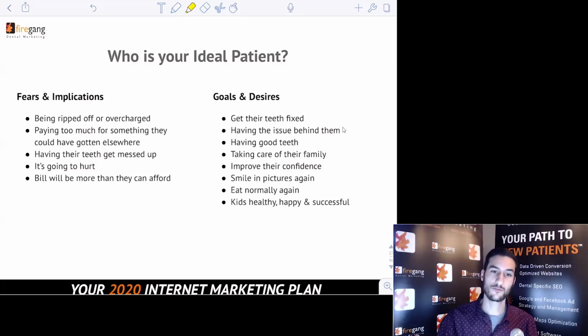And then last, if we're looking at goals and desires, really, it's like, what does this person want to achieve at the end of the day? They want their teeth fixed. They want the issue behind them. They want to have great teeth. They want to take care of their family. And maybe on a deeper level, they want to improve confidence. They want to smile in pictures again. They want to eat normally again. Just have a happy, successful, healthy family. So these are all different types of things that might make up our ideal patient.